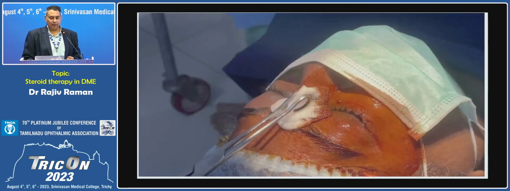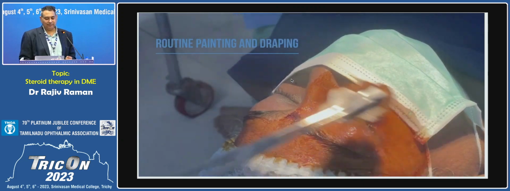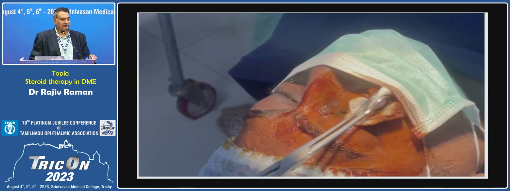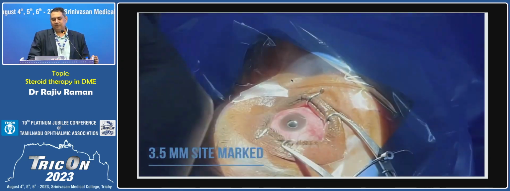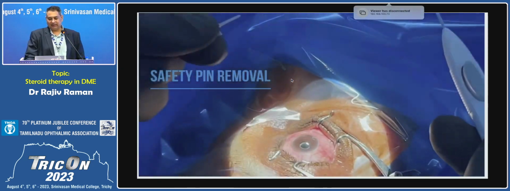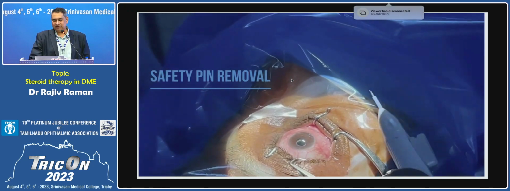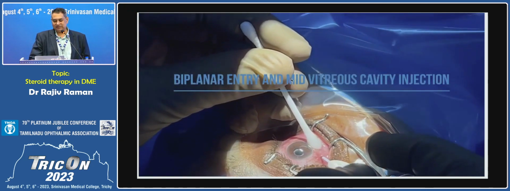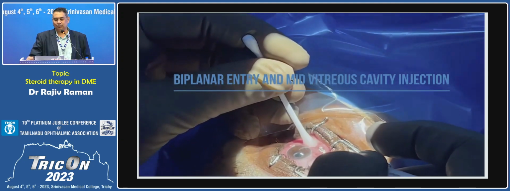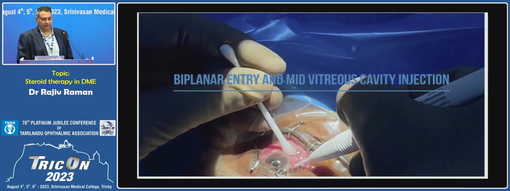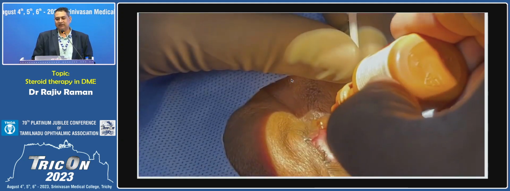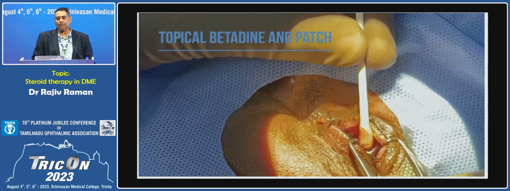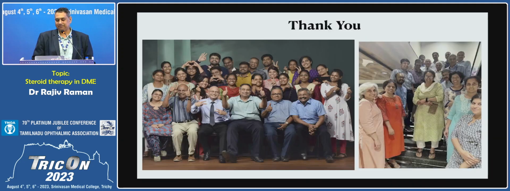This is a small video which shows how to give this injection. So do a routine painting and draping. It's important. As I told you, it's a 22 gauge needle. Mark your pars plana, and then remove the guard. There is an intrascleral path, and then you go vertically down towards the optic nerve head and inject the drug. Lastly, don't forget to put povidone iodine and a patch.